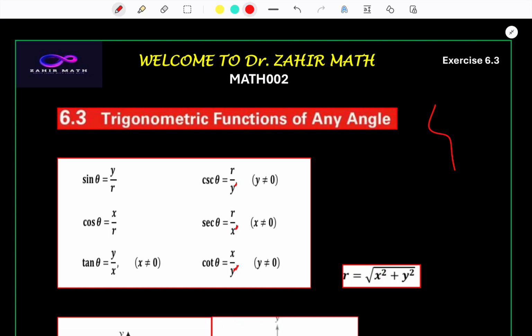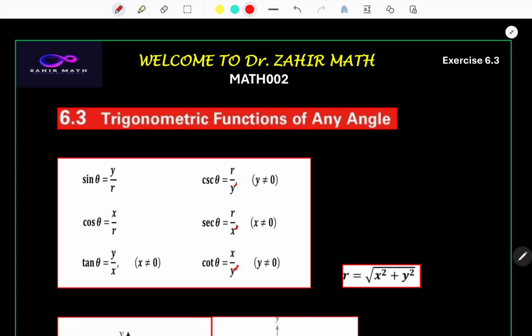In today's video, I'm going to solve the questions from Module 2, Exercise 6.3. I will guide you step by step to make the solution easy to understand. Make sure you follow carefully and note down the key points. Let's get started. 6.3 Trigonometric functions of any angle.